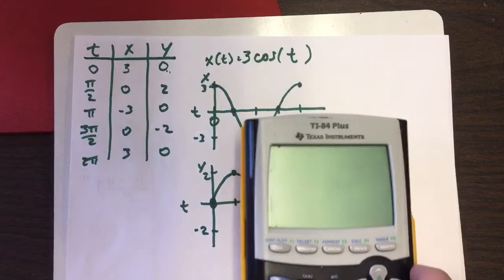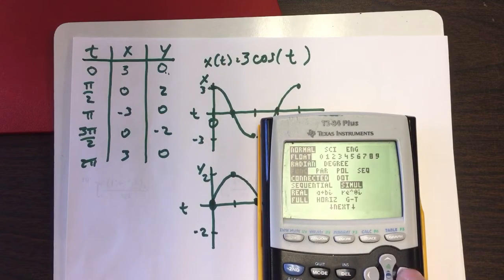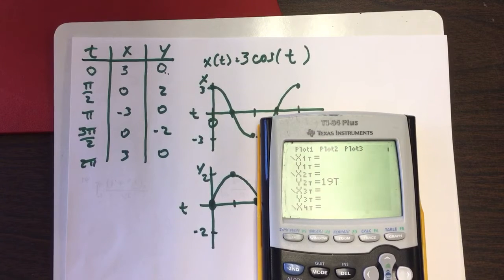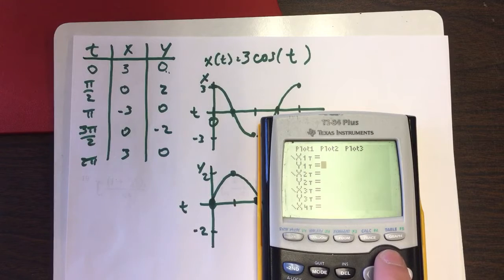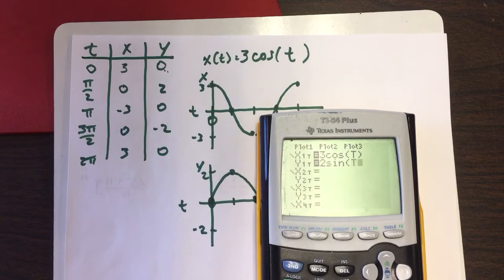I'm going to take this and put this into the calculator. So we are in parametric. We're in radian, okay. I was doing math yesterday and I had to change my calculator back. You've got to watch out for radians and degrees. And then it works. So we have 3 cosine t and 2 sine t.